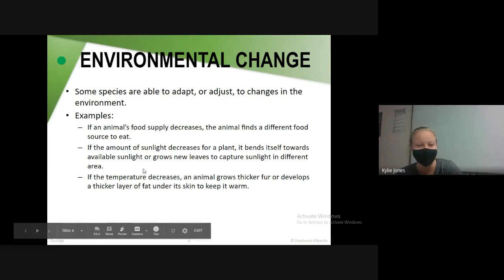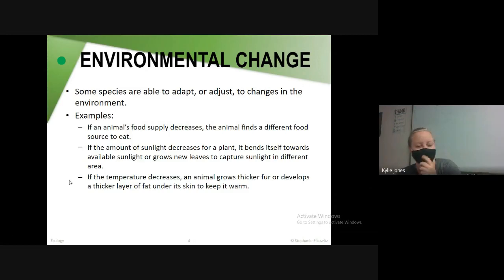And then another change that a lot of species need to adapt to is when the temperature goes down. If the temperature decreases, we as humans put on jackets and layers because we're cold. Animals have to grow thicker fur or they develop layers of fat under their skin. If they cannot do that, their species is going to die or they need to move to somewhere warmer instead. Okay? So there's that slide.